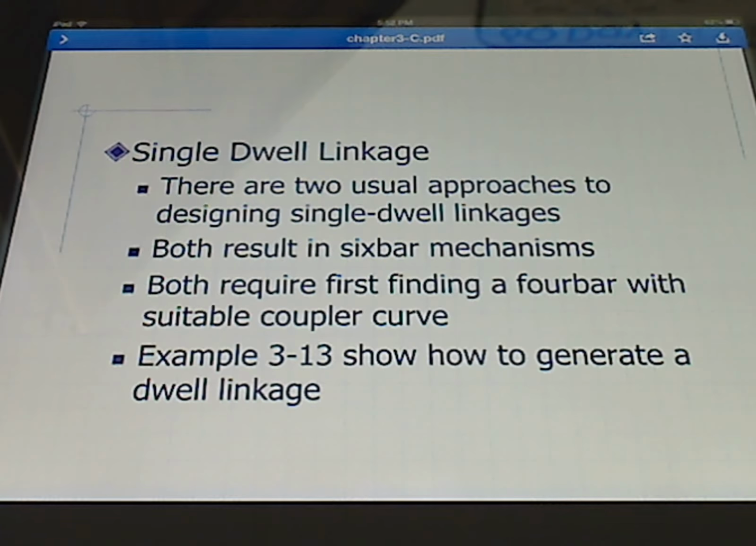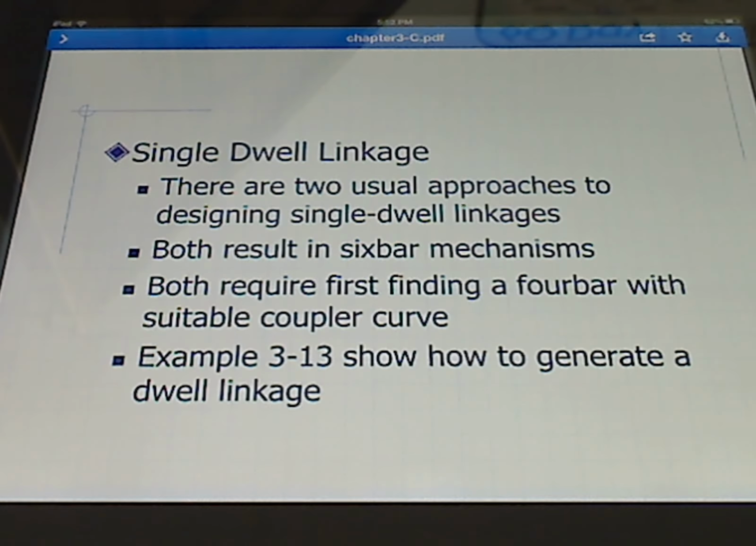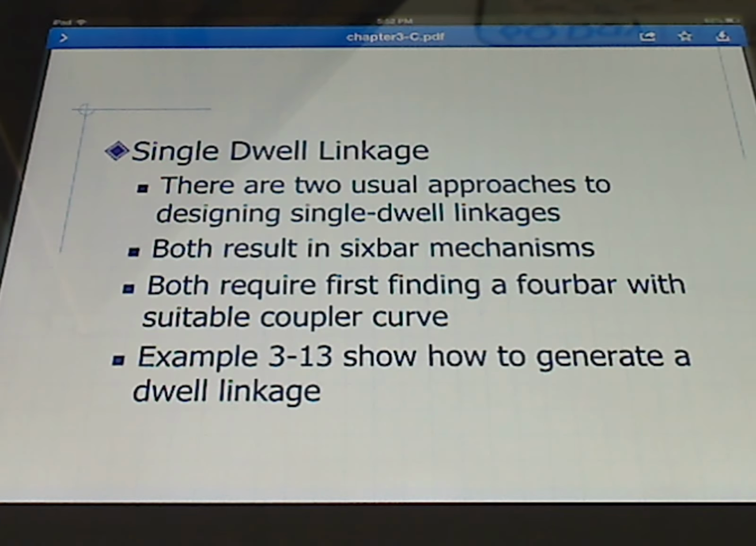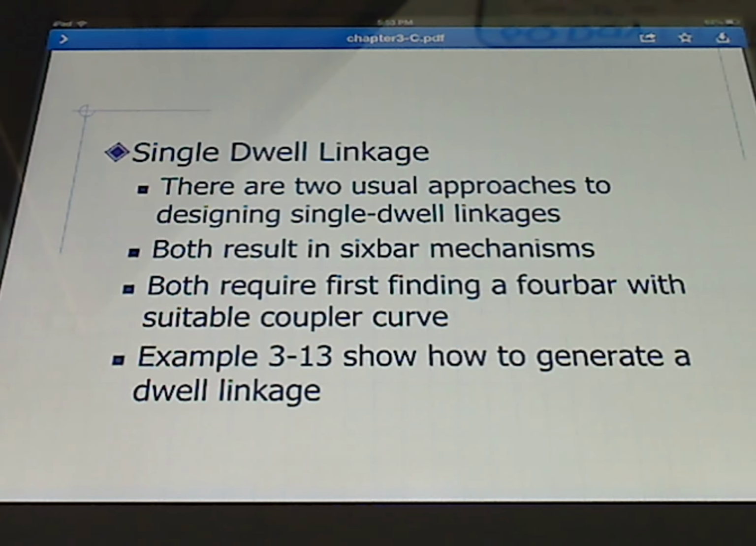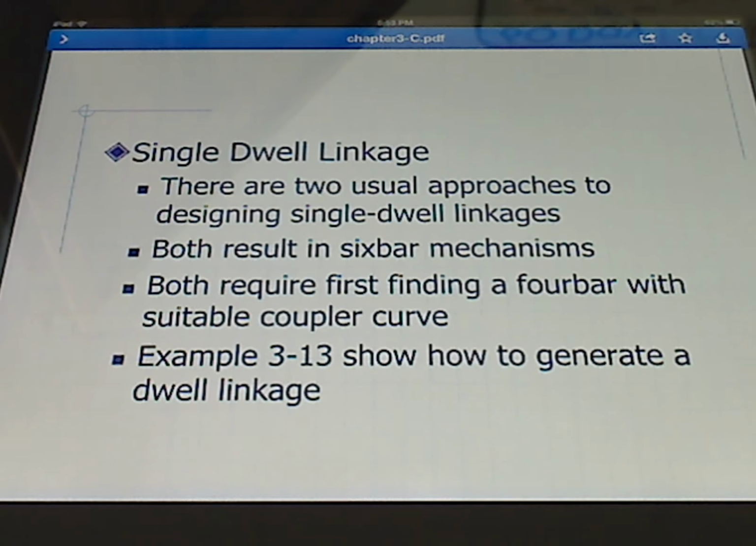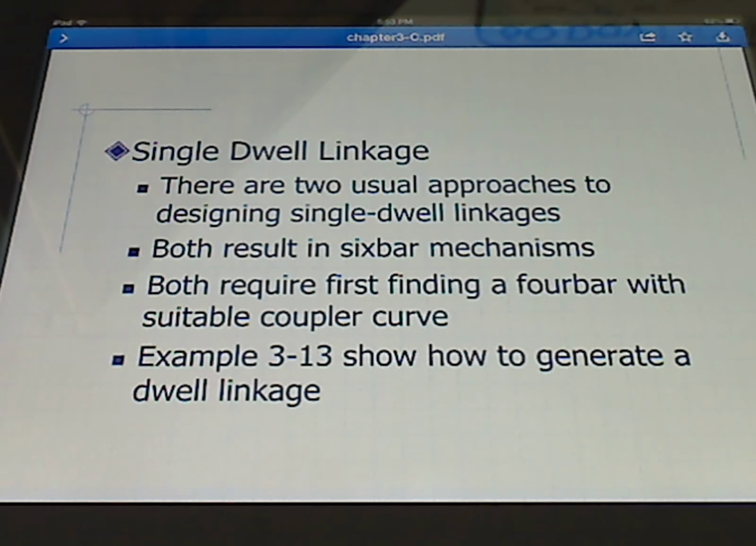There are two usual approaches to designing a single dwell linkage. Both result in 6-bar mechanisms, and both require first finding a 4-bar with a suitable coupler curve. In your textbook, in example 3.13, it shows how to generate a single dwell linkage using a 6-bar, and we're going to go through that example here, and then I'm going to show you doing the same in simulation using the Force Effect Motion application by Autodesk.